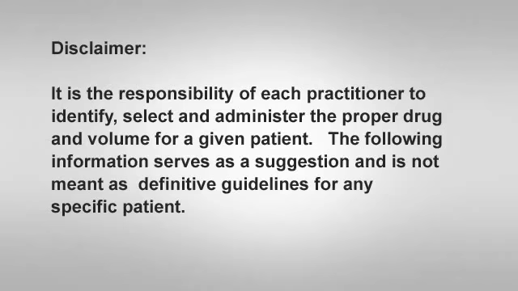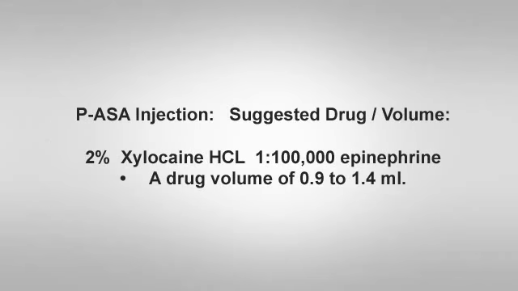It is the sole responsibility of each practitioner to identify, select, and administer the proper drug and volume for a given patient. The following information serves as a suggestion, not meant as definitive guidelines for any specific patient. The suggested drug and volume for the P-ASA injection is 2% xylocaine HCl, 1 part per 100,000 epinephrine. A drug volume of 0.9 millimeters to 1.4 millimeters, which is equivalent to 3/4 to 1 full cartridge, is the suggested volume when performing the P-ASA injection.